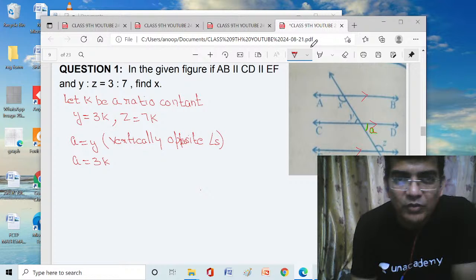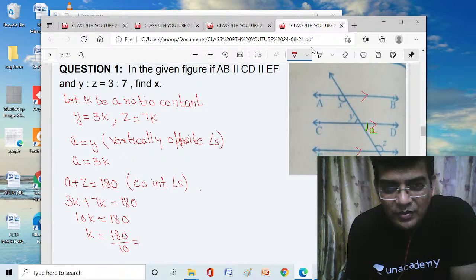Hope this much is clear to you now. So value for k I am getting as 18. You see here. Is this much clear? Okay, now if value of k is known to me as 18, if I substitute the value here, I can get y. So here I can say y is equal to 3k. So y will be equal to 3 into 18. So value of y is coming 54 degree.